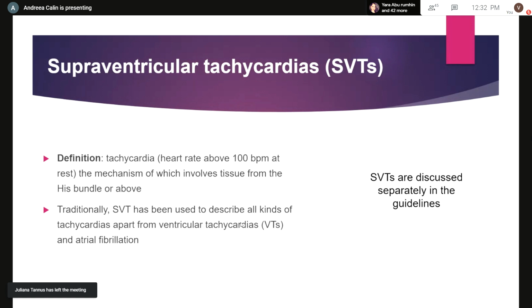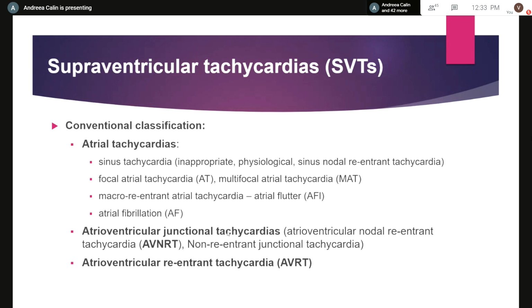By definition, a tachycardia is present when the heart rate is above 100 beats per minute at rest, and the mechanism of a supraventricular tachycardia involves tissue from the His bundle and above. Traditionally, SVT, supraventricular tachycardia, has been used to describe all kinds of tachycardias apart from ventricular tachycardia and atrial fibrillation, so SVTs are discussed separately in the guidelines. There are separate guidelines for SVT and atrial fibrillation. But we will discuss both today.